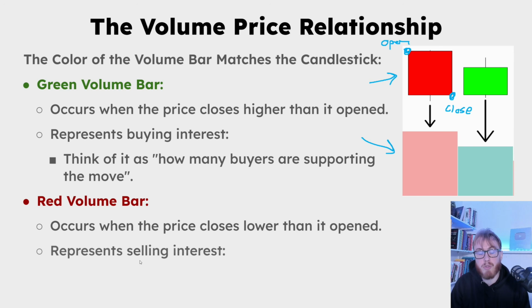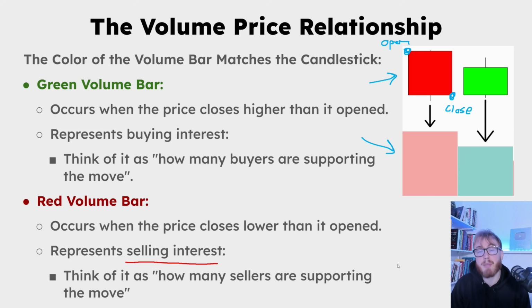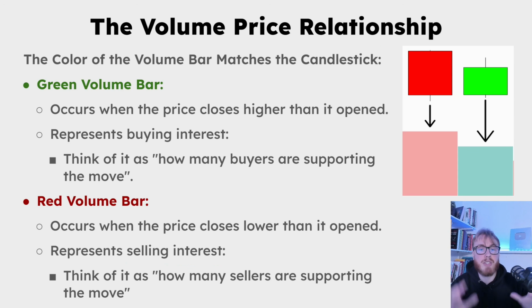And the red volume bar, of course, represents the opposite of the green one, which is selling interest. And a good way to think about it, or at least how I think about it, is how many sellers are supporting the move. So when we have a red candle and a long volume bar, we know that many sellers are supporting the move. But when we have a red candle and a short volume bar, it means that yes, we have a bearish candle, but not many sellers are supporting the move. And this is important that you keep in mind throughout the rest of this course.